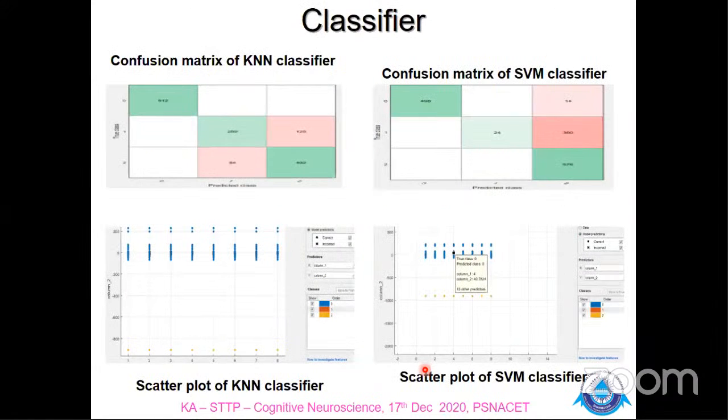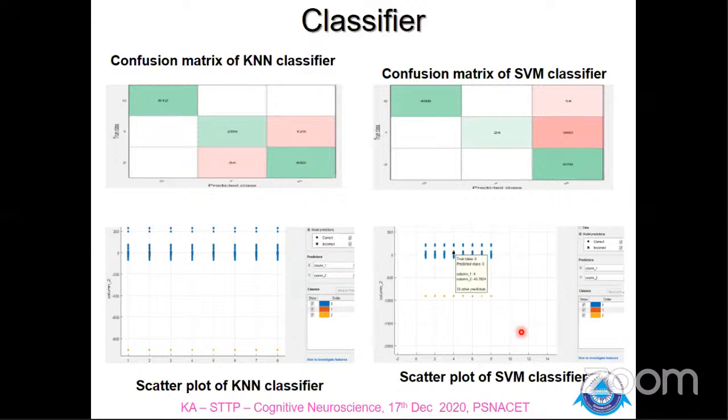So this is a confusion matrix. We can use a KNN classifier and an SVM classifier. This is a scatter plot for the KNN classifier and a scatter plot for the SVM classifier. What the classifier does is classify low, medium or high workload, three classes.